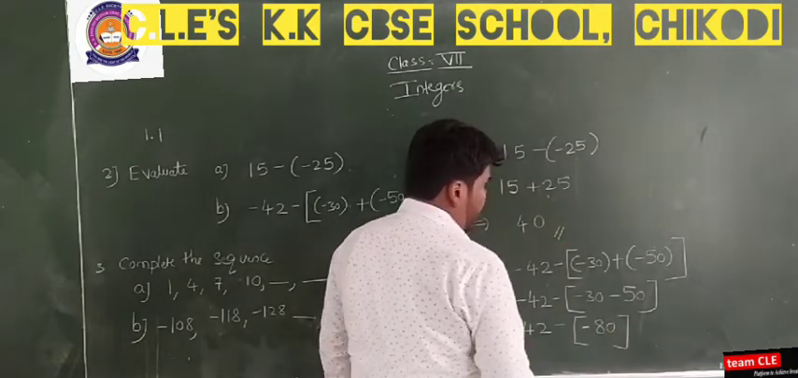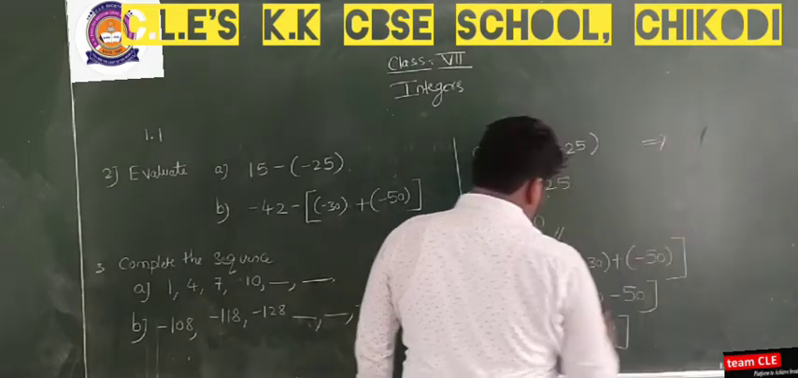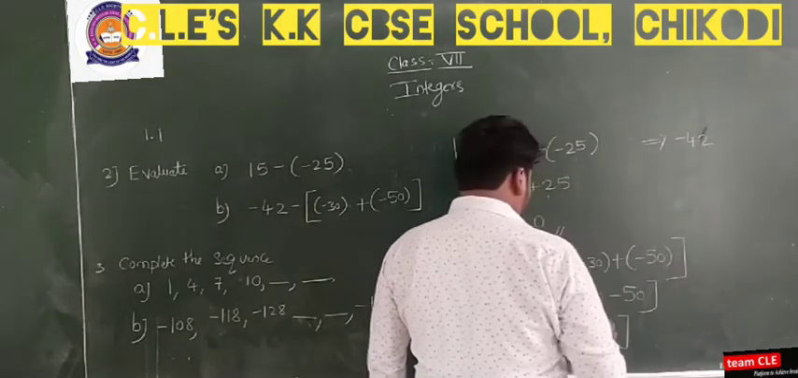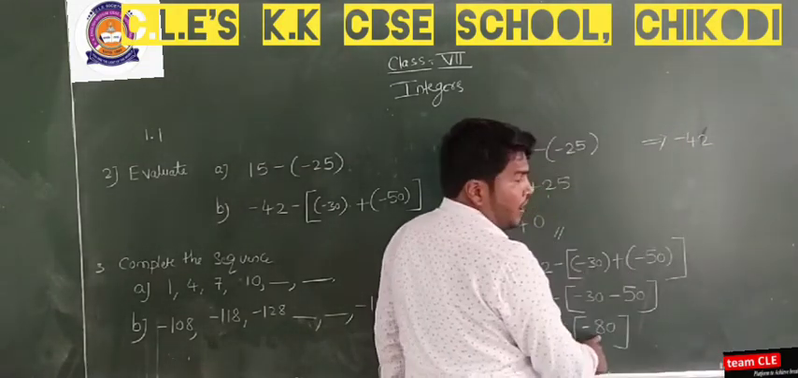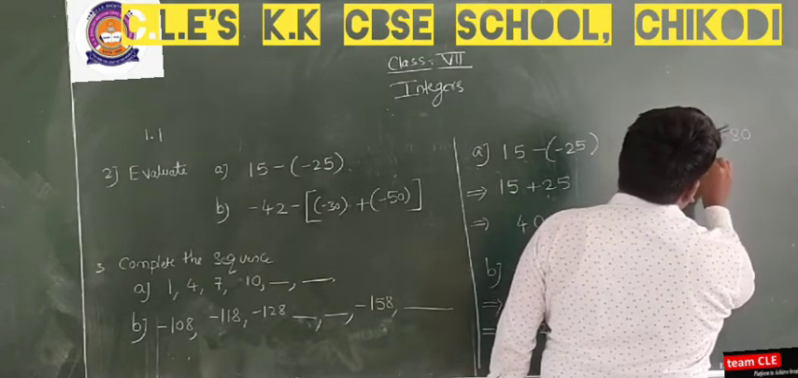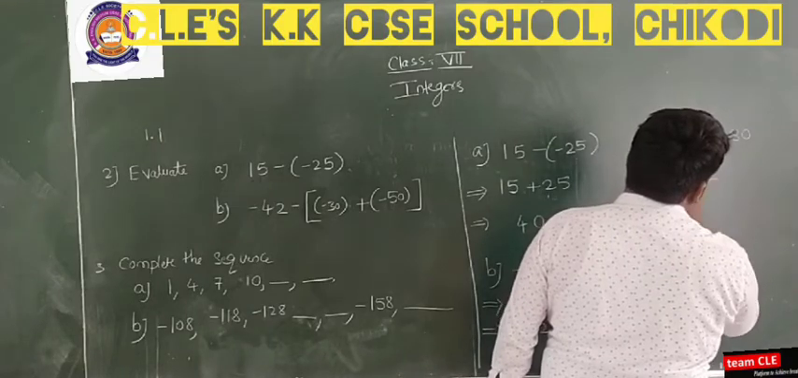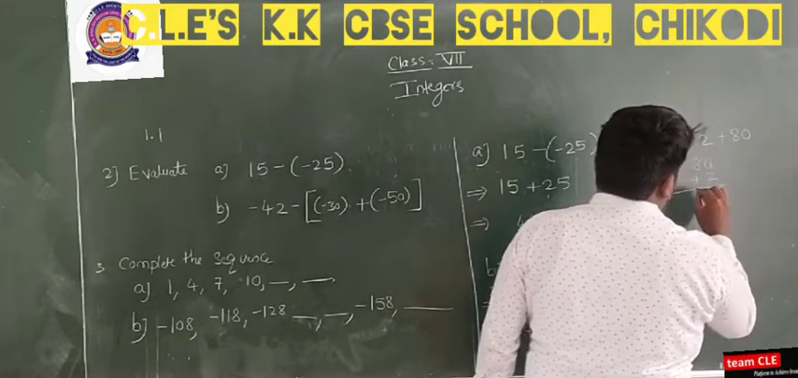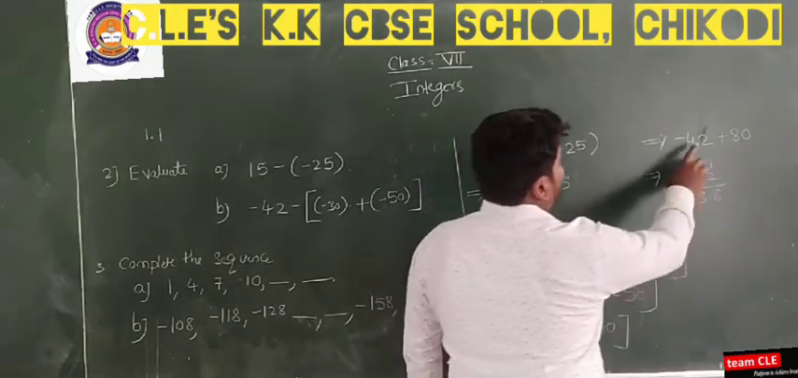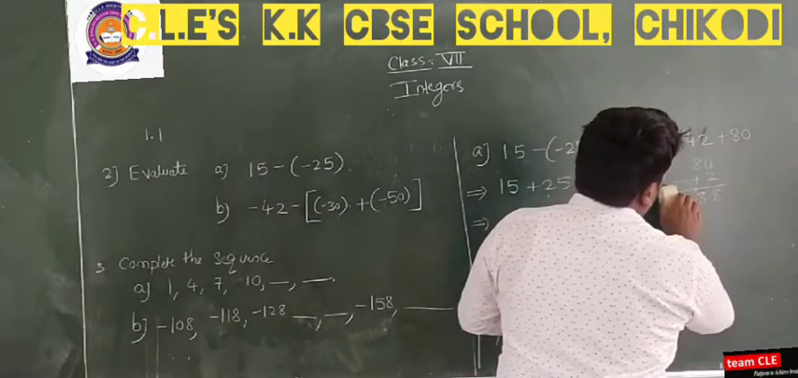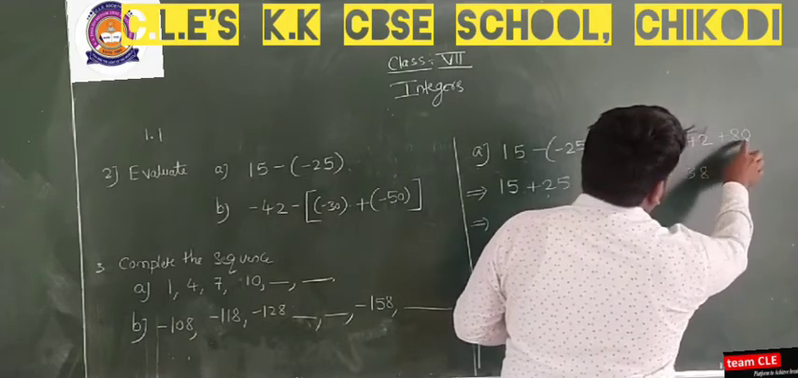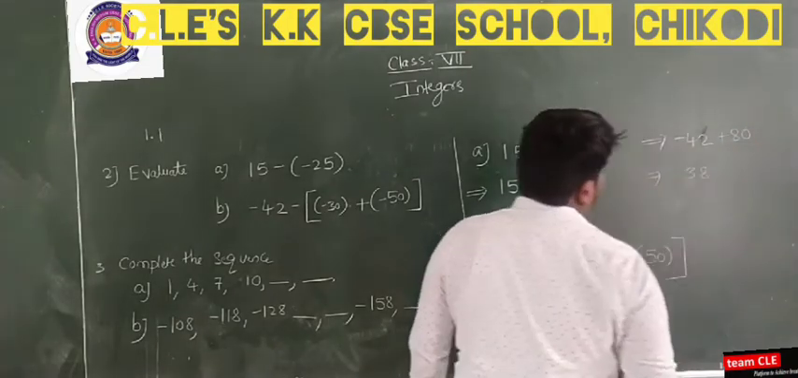Now just remove this bracket. I will note down minus 42 first. Next, remove this bracket, minus into minus is plus of 80. So I have to solve now 80 minus 42. 10 minus 2 is 8, 1 carry, 8 minus 5 is 3, that is 38. So minus 42 plus 80 gives the result 38.